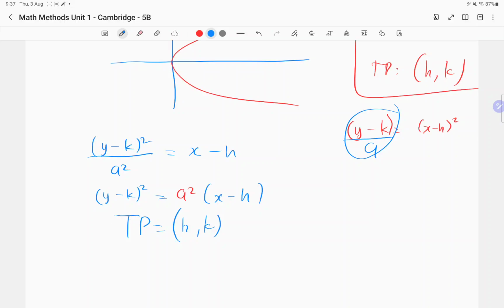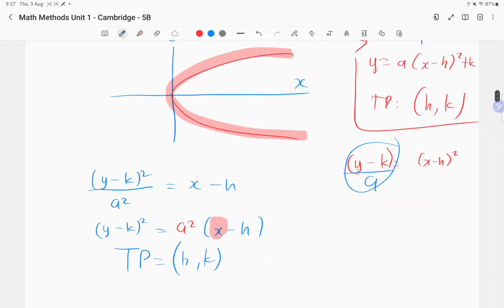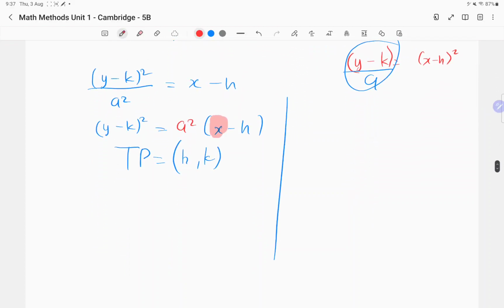So the turning point is still (h, k), and if the a squared value is positive, then the graph will go in the positive direction of the x-axis. If you have something like y squared equals negative x, then this graph will just be reflected. Instead of positive x, you get negative x. It will just be the parabola in this direction here, in the negative direction of the x-axis.